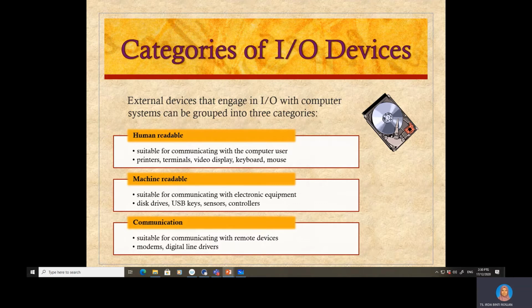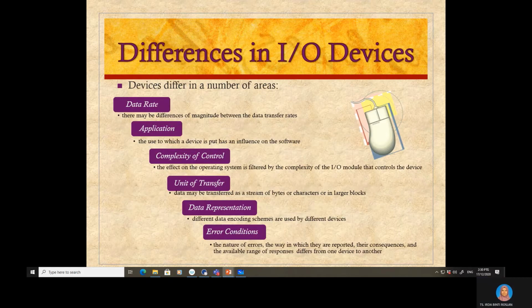Second is machine readable, and these machine readable devices are suitable for communicating with electronic equipment such as disk drives, USB keys, sensors, and controllers. While communication devices are suitable for communicating with remote devices, usually used for network purposes, such as modems and digital line drivers. Okay, these are the differences in I/O devices.